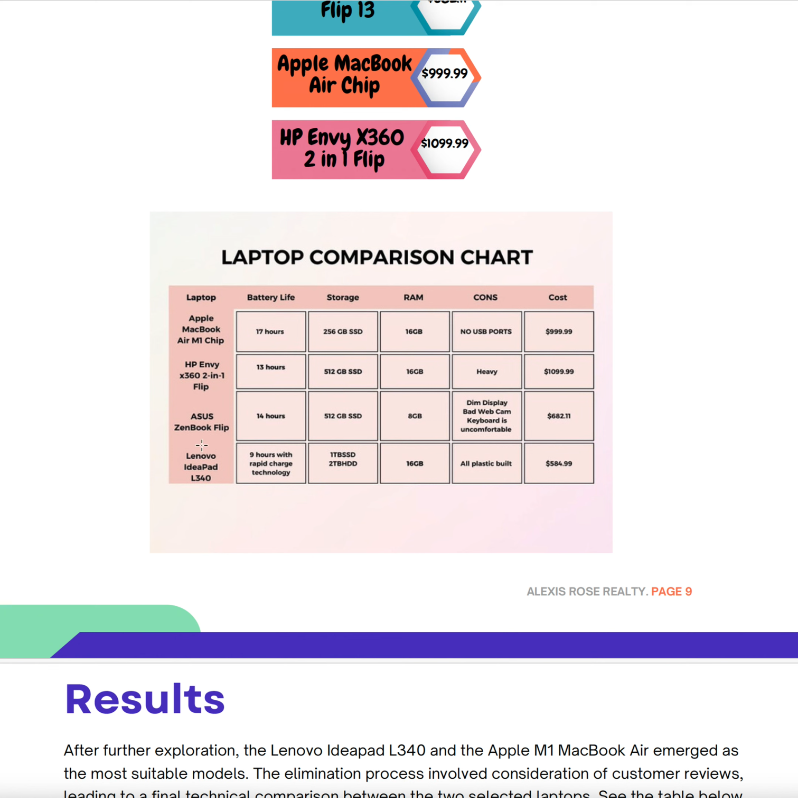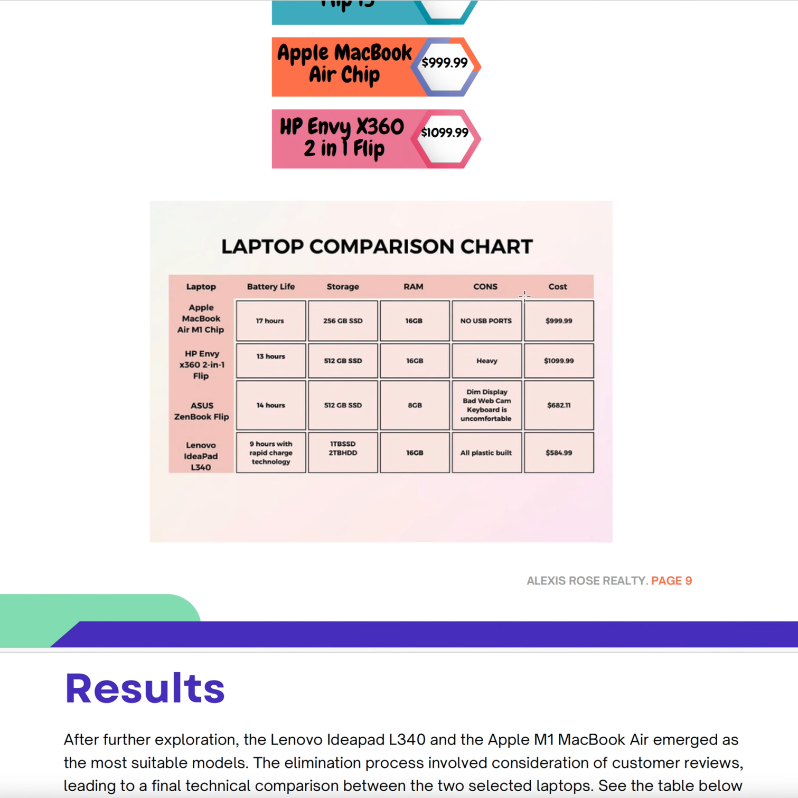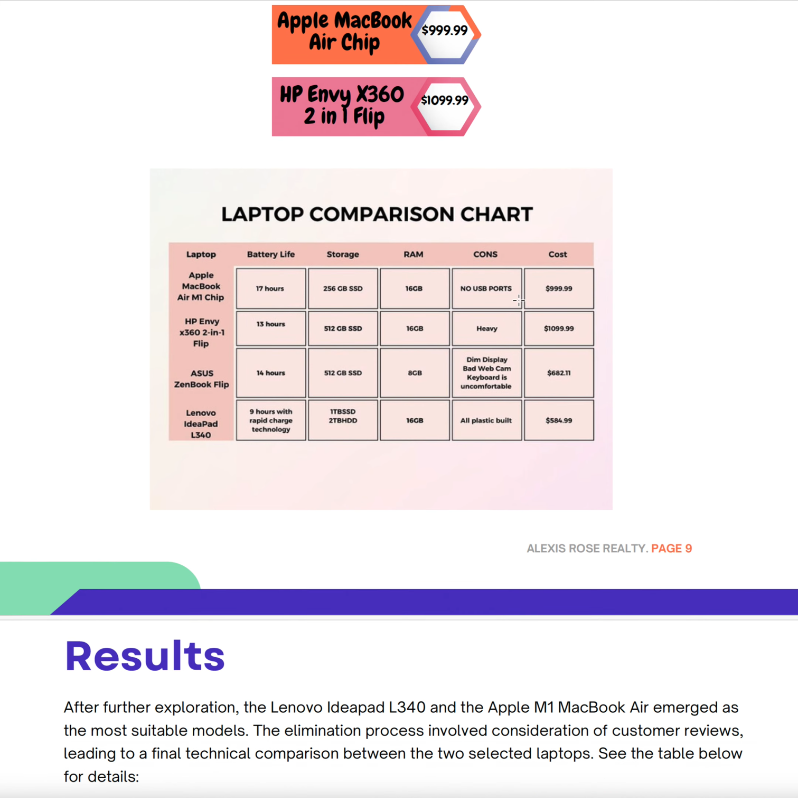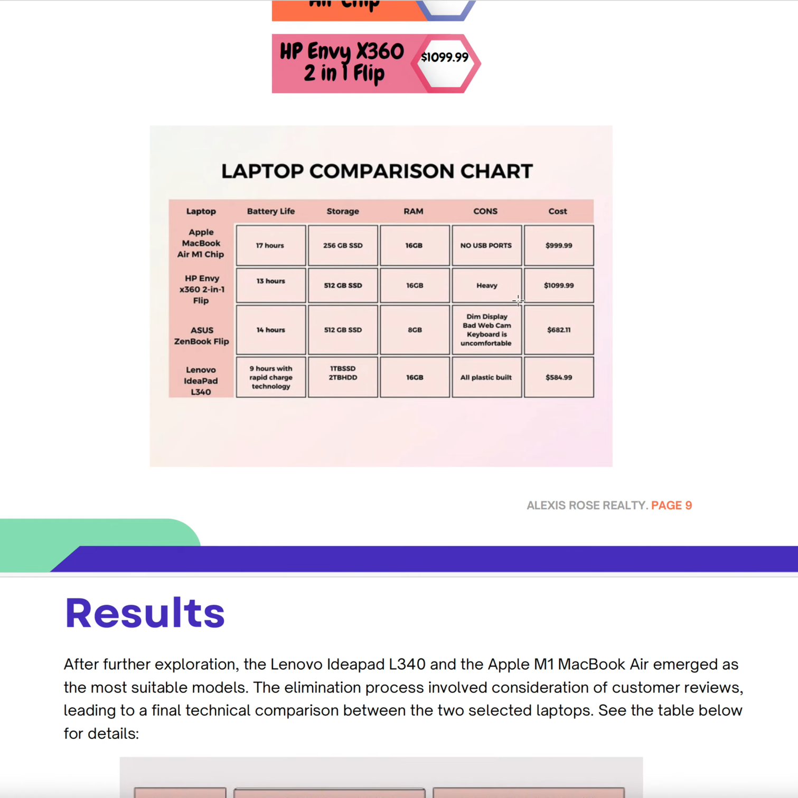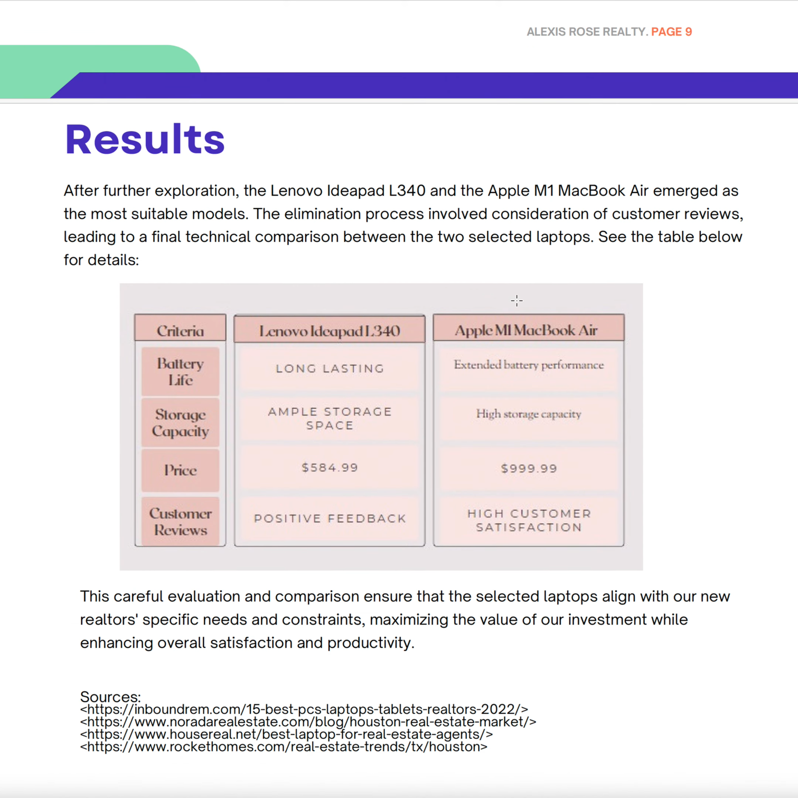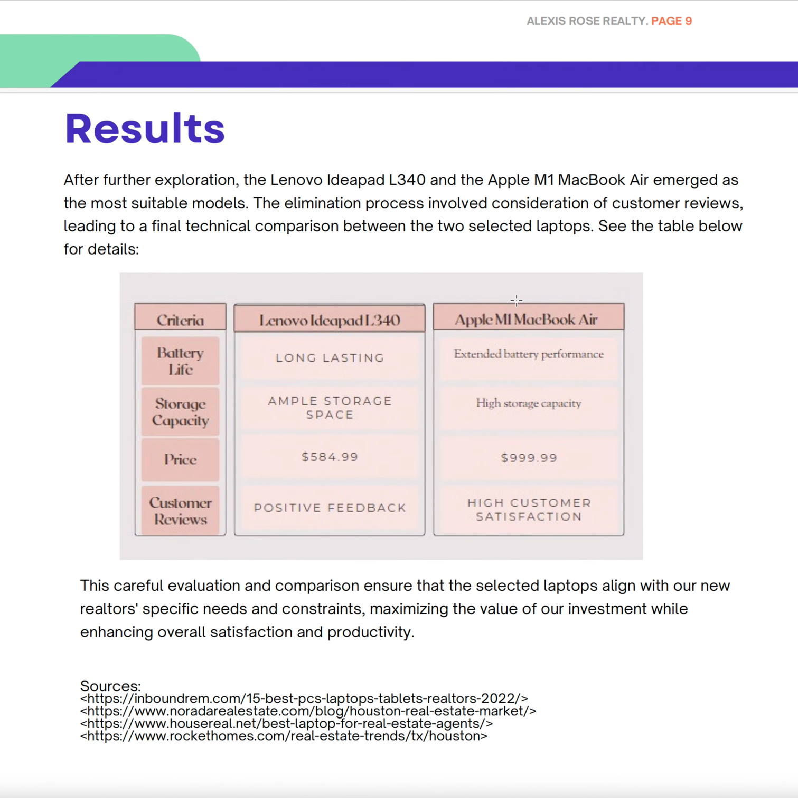So she has the laptops listed over here, and then the battery life, the storage, the RAM, the cons, and the cost. So you can see everything is compared right here. You can make a chart like this, or you can just write it with bullet points. Either way is fine. If you don't want to make a chart, that's okay. Just use the bullet points. No big deal.